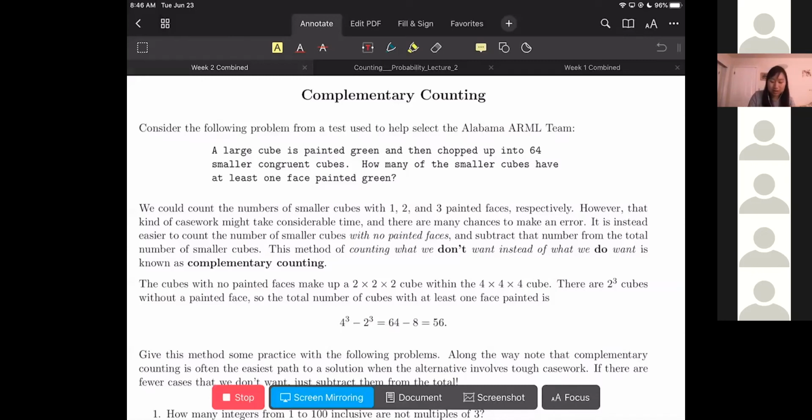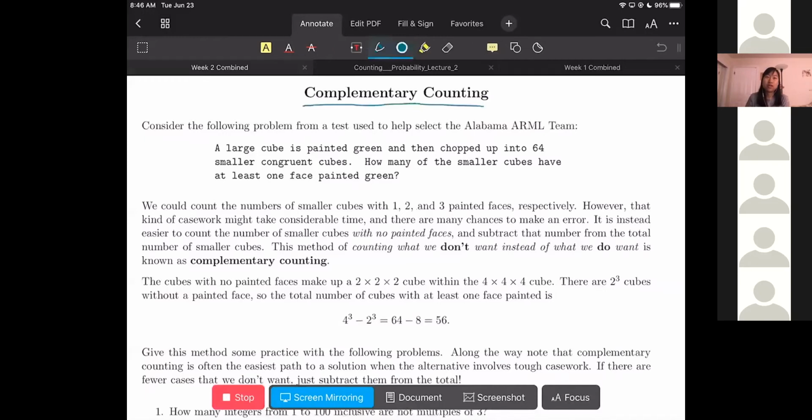Cool. So yeah, the term I was talking about was complementary counting, spelled like this. And in order to explain this concept, let's consider an example problem. It's from a test in Alabama, which is one of the math contests here in the US. A large cube is painted green and then chopped up into 64 smaller congruent cubes. How many of the smaller cubes have at least one face painted green?